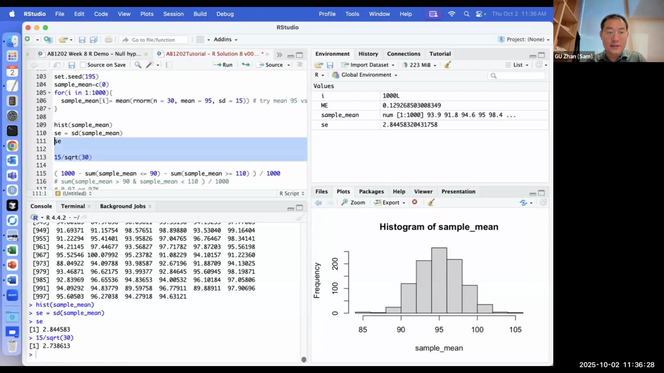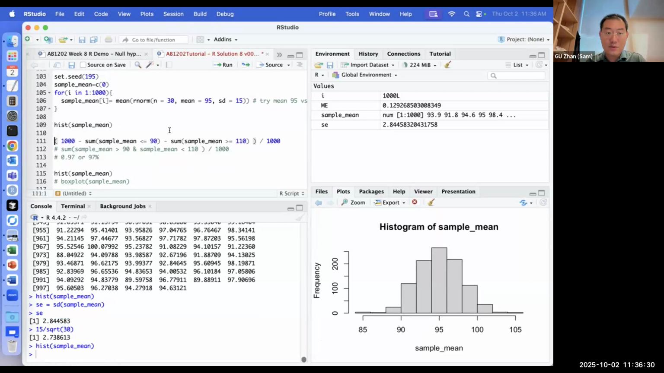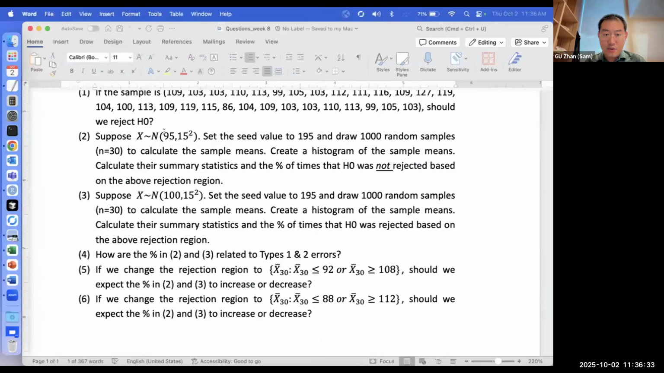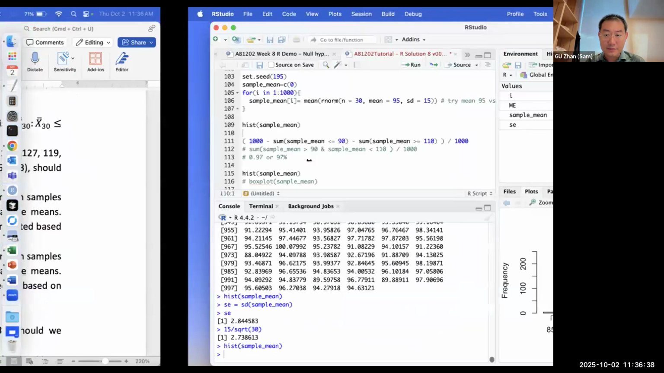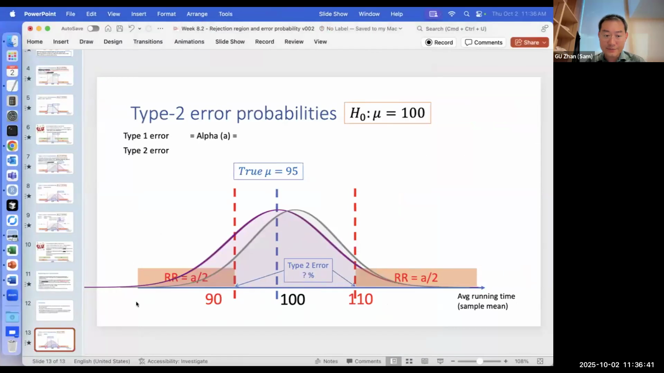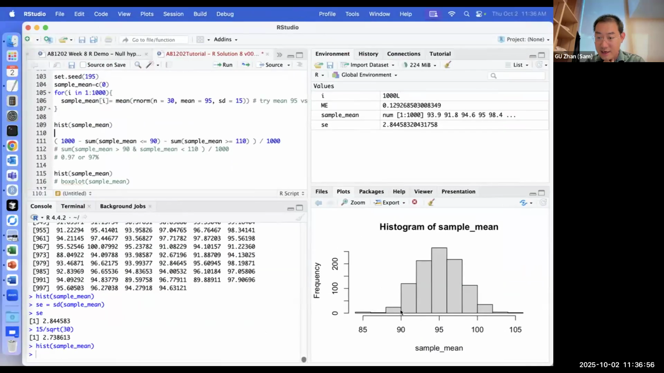Okay, so now we have this histogram showing you the sampling distribution. Then we want to find out, okay, what is our region here? We're talking about 90 to 110. How many are outside of them, based on the sampling, 90 and 110? How many are within them? So we want to find out how many are within it.